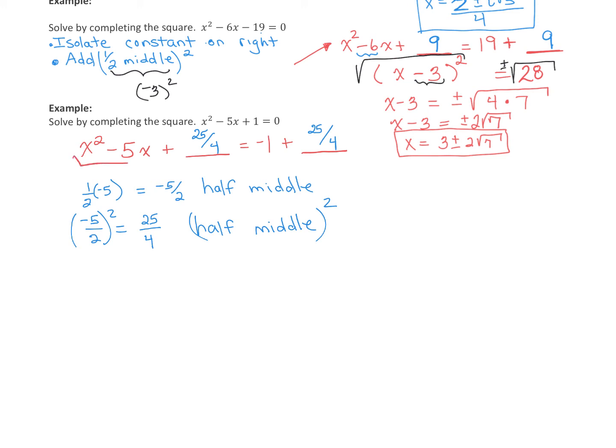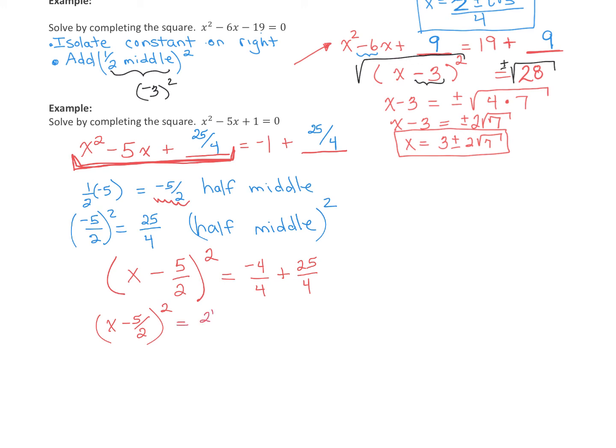So if I factor this left-hand side, remember it's a perfect square trinomial, and half of the middle was -5/2, I get x minus 5/2 quantity squared. I'm going to write my -1 as -4/4. And we have x minus 5/2 squared equaling 21/4. And at this point we use our square root property.